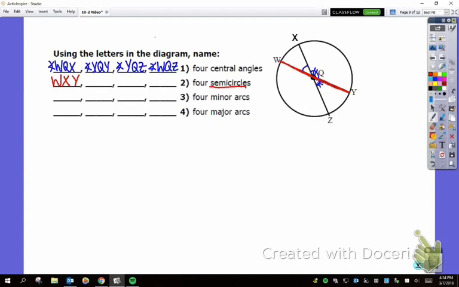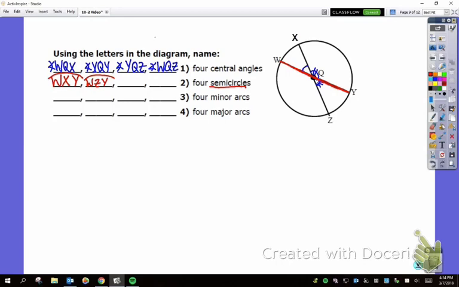So arc WXY could be one of our semicircles. Okay, then we can look at the bottom half. And again, we have to start with W and end with Y, or you could start with Y and end with W. But now Z is going to be inside the W and the Y because that is in between right here on your semicircle. Okay, so there's 2.